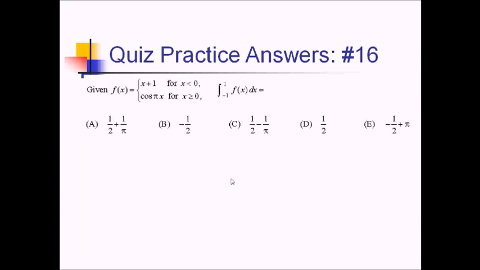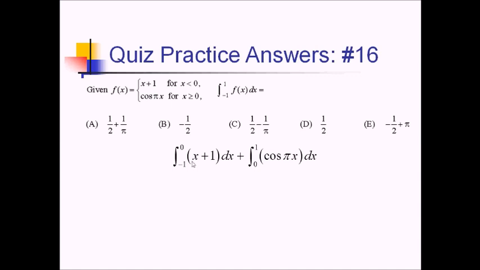On this problem, I want the integral from negative 1 to 1 of this piecewise function. Since my border value of 0 falls on the interval of integration here, I'm going to need to split this up into two integrals. I have an integral from negative 1 to 0 of x plus 1, plus an integral from 0 to 1 of cosine of pi x. So time for these antiderivatives.